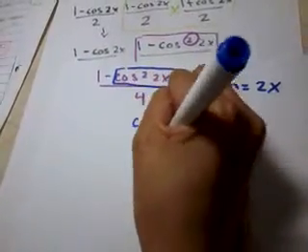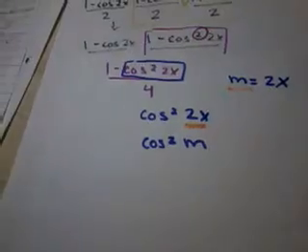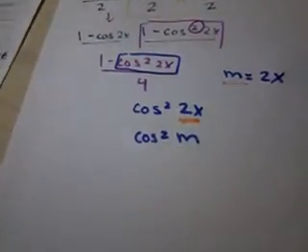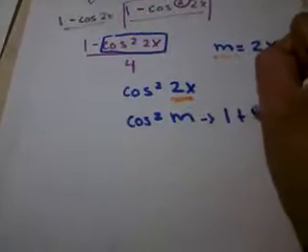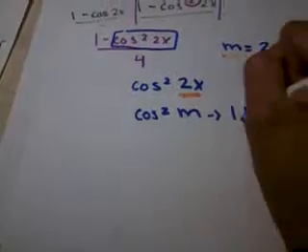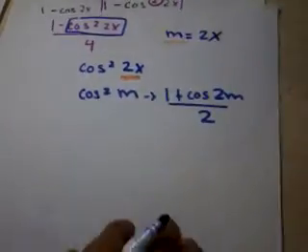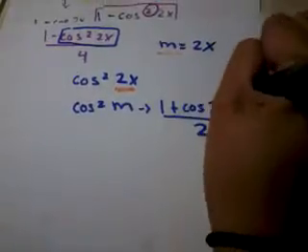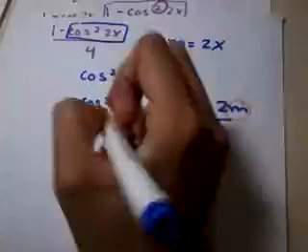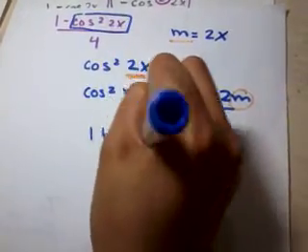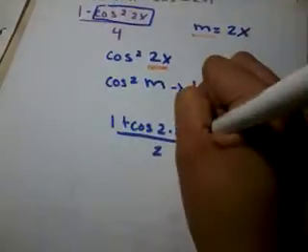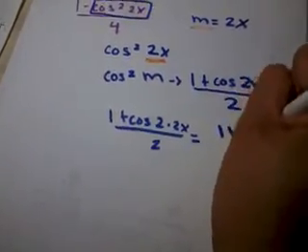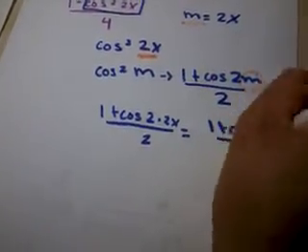So it's going to be cosine squared of m. Since we have a cosine squared, we're going to use the formulas again and plug it in here. So it's going to be 1 plus cosine of 2m all over 2. Now all we have to do is go back and substitute m. So m is 2x. So it would be 1 plus cosine of 2 times m, which is 2x, all over 2, which then equals 1 plus cosine of 4x all over 2.